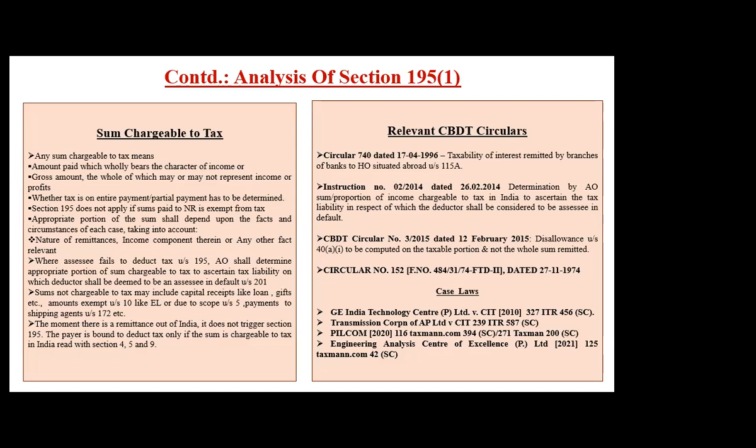Of course, there are exclusions also which are not part of sum chargeable to tax. For example, as you said, DTAA: if the income goes out because we take a treaty benefit, then it is not sum chargeable to tax. For example, agriculture income, NRE interest, gift to a non-resident. So there are some incomes which are not chargeable to tax, plus shipping income, which is not chargeable to tax.